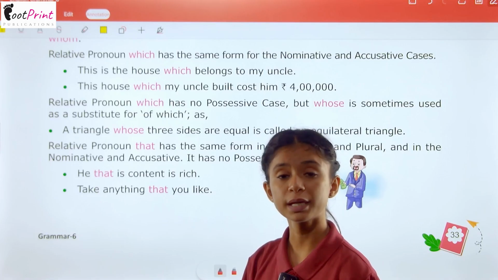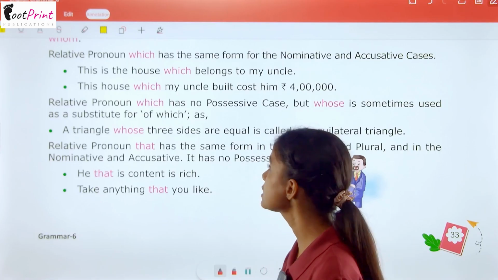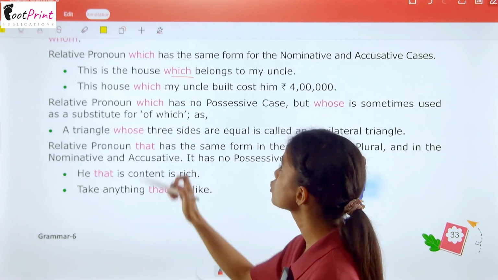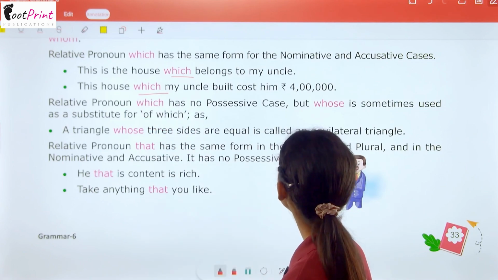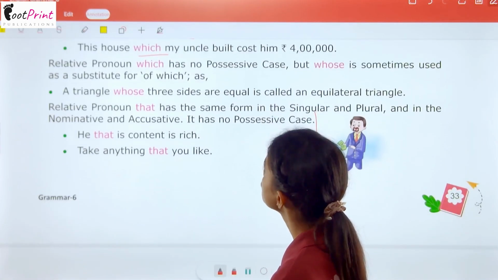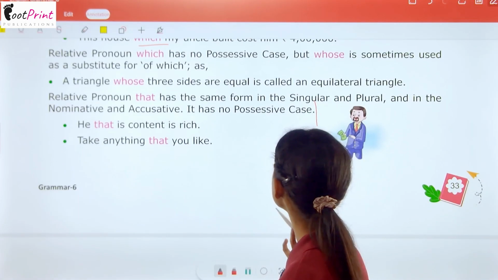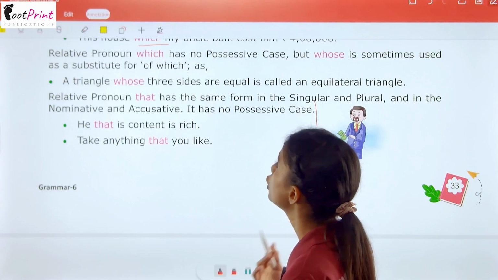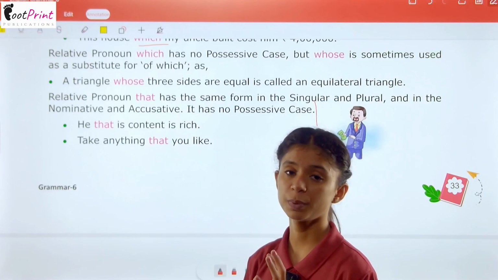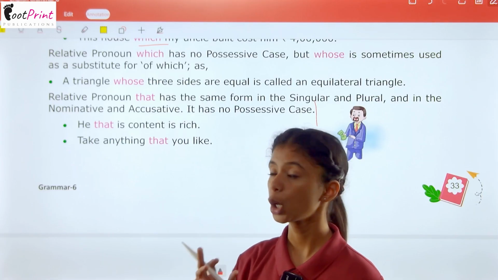So the pronoun that is which, it remains same in all the cases. This is the house which belongs to my uncle. This house which my uncle built cost him 4 lakh rupees. Now, relative pronoun which has no possessive case but whose is used as a substitute of which. Okay, of which, in place of which we use whose.